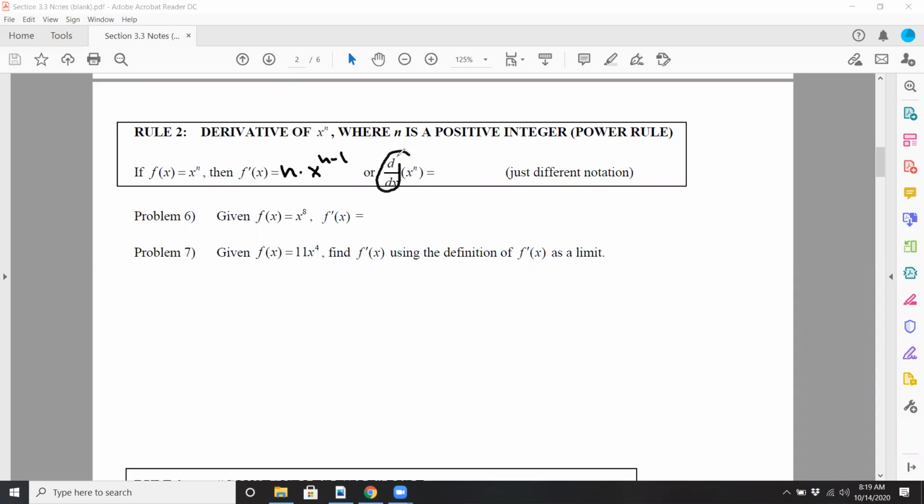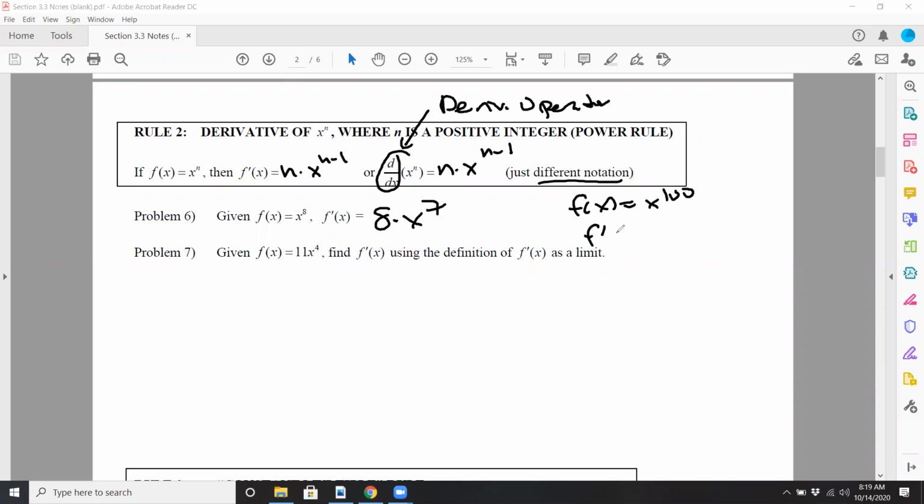Or sometimes we'd like to write this as a derivative operator. So you're taking the derivative of x to the n. This is another way of writing it. That's all, different notation. So for example, the derivative of x to the 8th, I know, is 8 times x to the 7th power. Or what if f of x equals x to the 100th power? Now I know the derivative is going to be 100 times x to the 99th power.